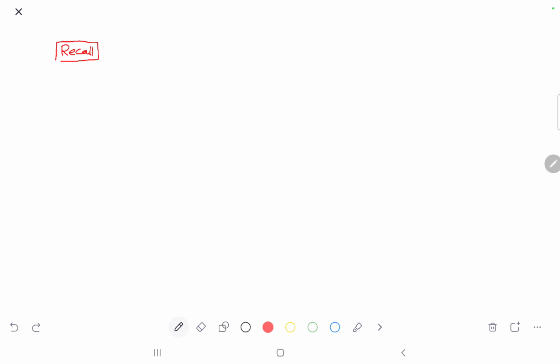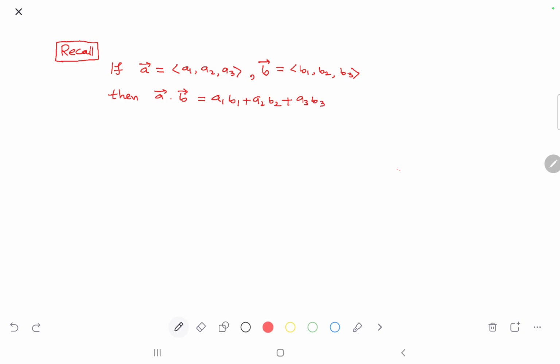We defined the dot product, right? So if you have two vectors, let's say vector a equals a1, a2, a3, and vector b equals b1, b2, b3, then the dot product is defined the following way: a1 b1 plus a2 b2 plus a3 b3. And the dot product has some properties, we listed those, right? And we also defined the angle.